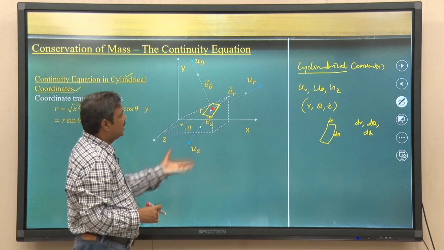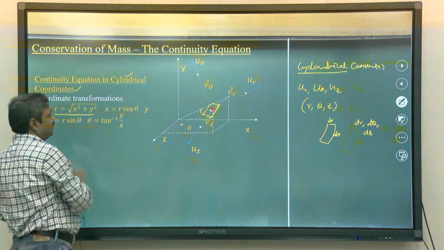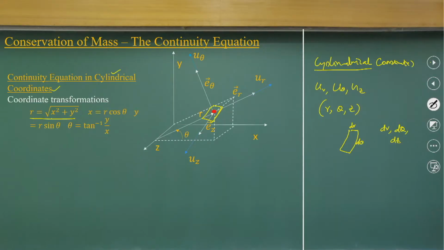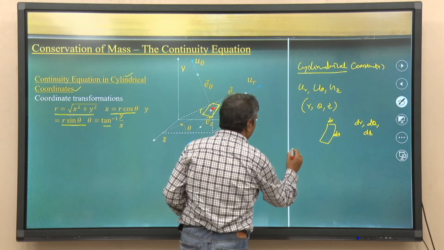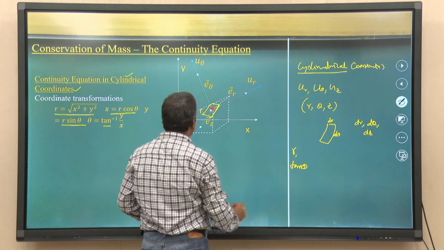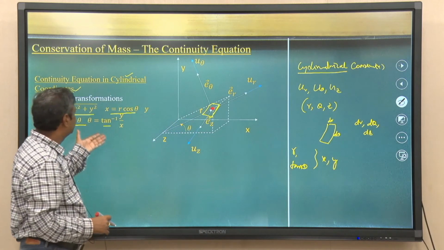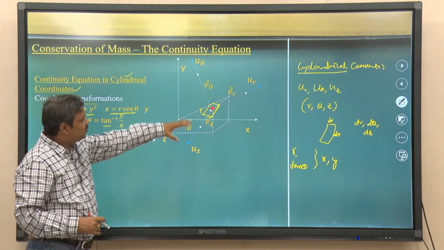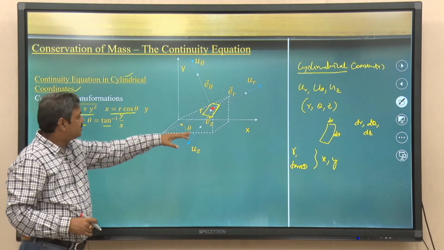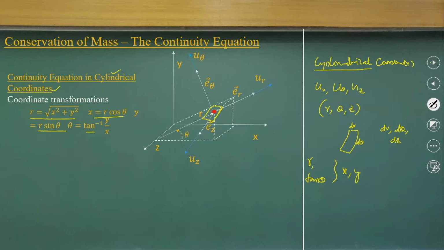the conversion from cylindrical coordinates to the Cartesian coordinate system has a relationship between r, tan theta and x, y. That is what the relationship is here, and it is simple. Graphically, if you look at it, x will be r cos theta, y will be r sin theta, and tan theta will be equal to y by x.